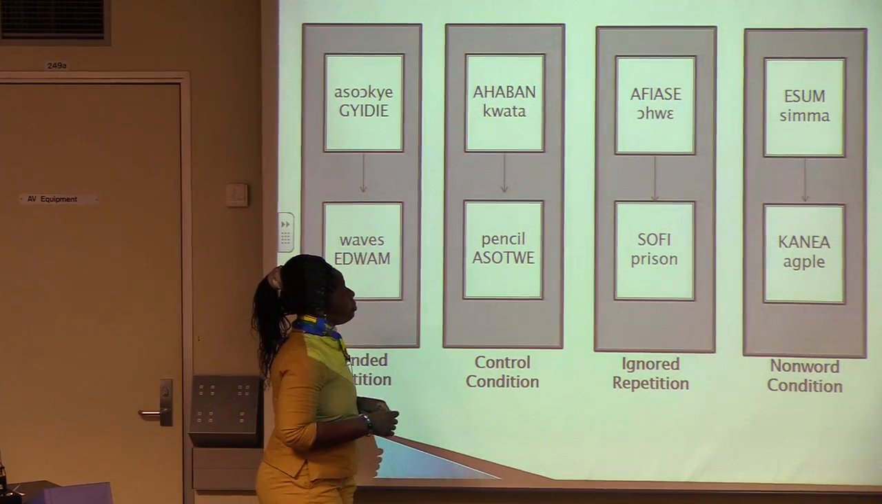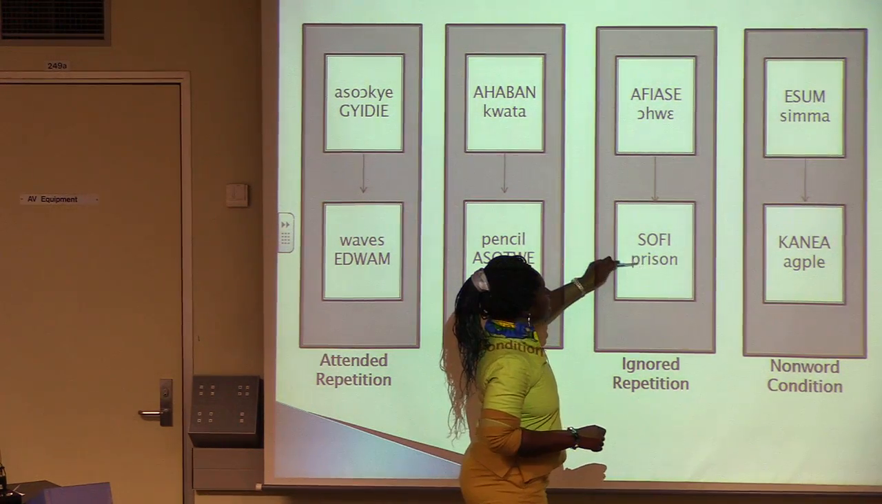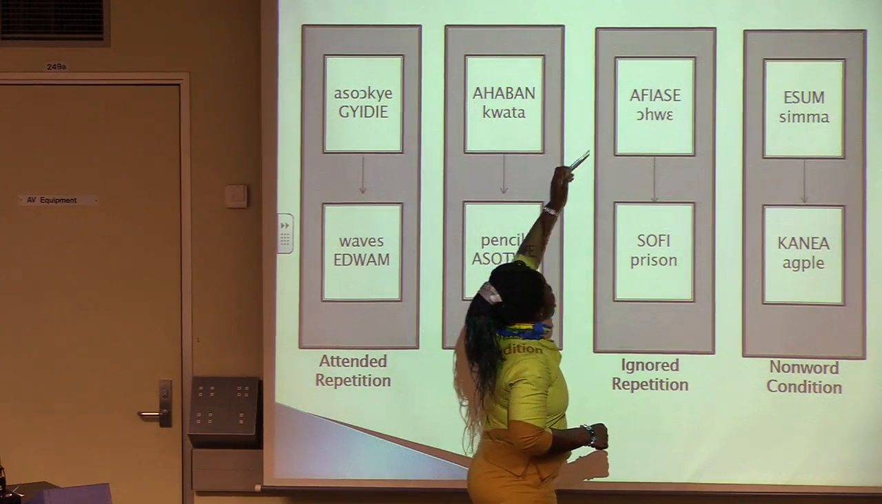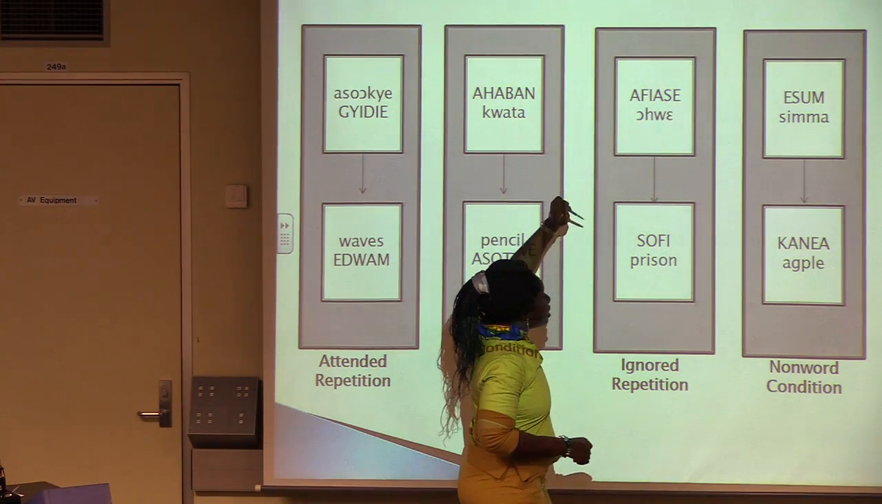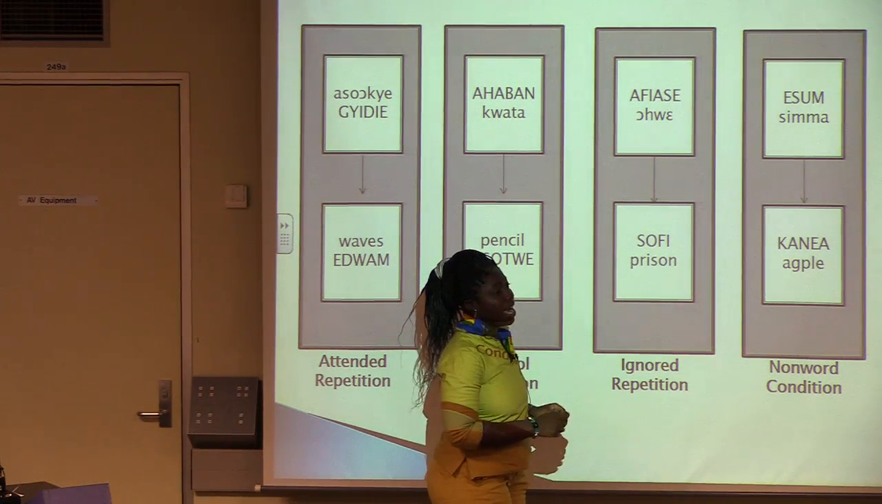In the ignored repetition condition, the target word here is the translation equivalent of the prime distractor. So the prime distractor, this word, is prison in the English language, and then prison comes here as a target.